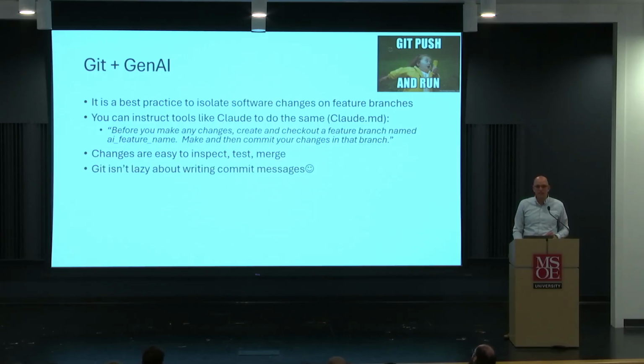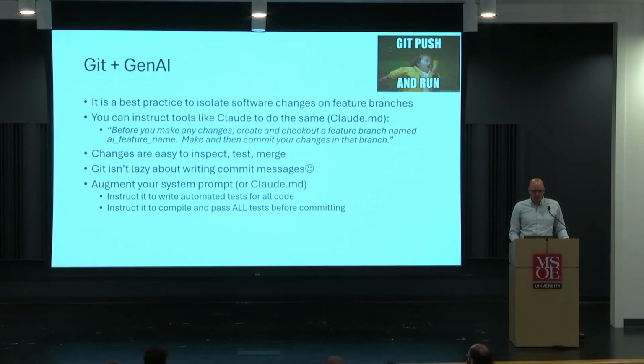Oh, and Git isn't, I said Git, no. Claude isn't lazy about writing commit messages. I am, but Claude is not. And you can actually just augment your system prompt to tell it to do this. You can say, okay, don't just do this, but also write a bunch of automated tests first. Make sure the code passes the automated tests before you commit.